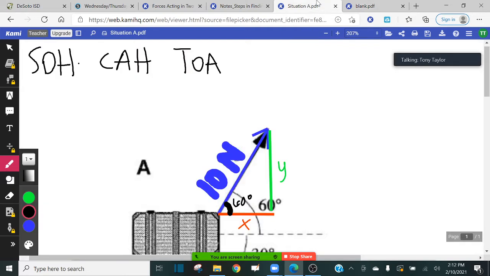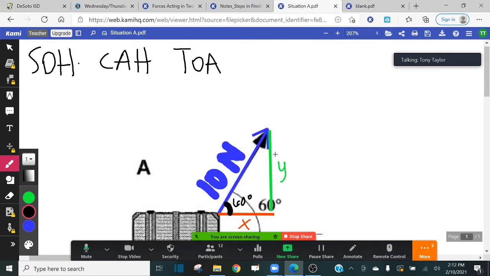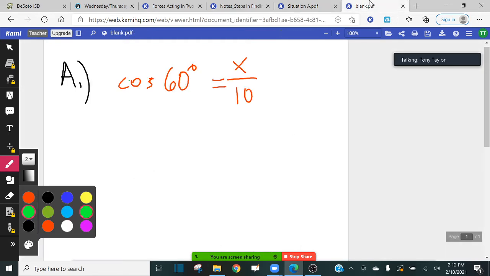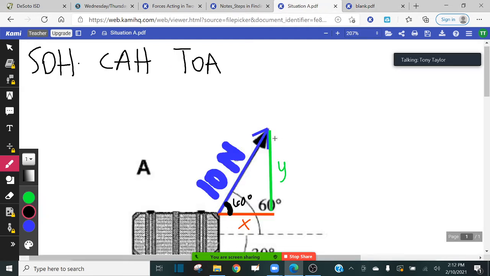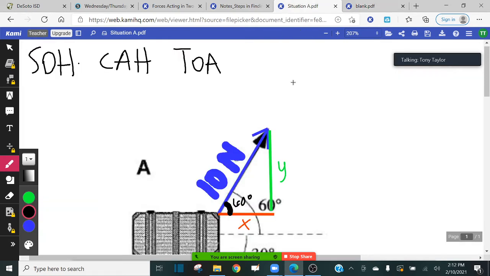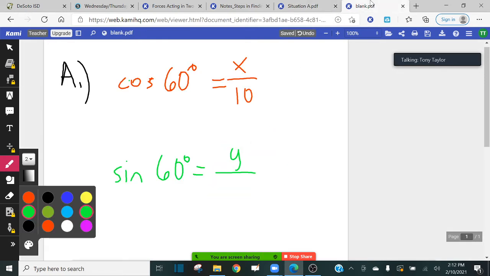Now, Jeremiah, in order to solve for y, am I going to use cosine or sine? Notice this side is opposite my angle, so that's going to be sine. Exactly. So to solve for y, sine of 60 degrees is equal to my opposite side, which is y, divided by my hypotenuse, which is 10 newtons.